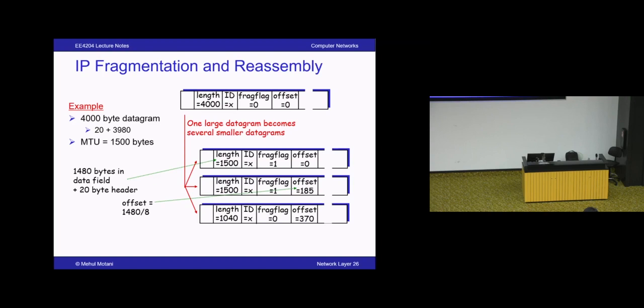But it's only done at the destination. Remember, it's not done by intermediate routers. I think the problem you're talking about is what would happen at intermediate routers? No, the packet is not too big because it overflows the buffer. The packet is too big because the network has set a maximum transmission unit.